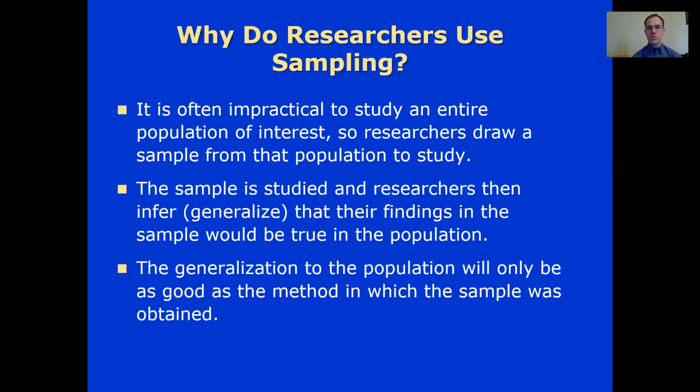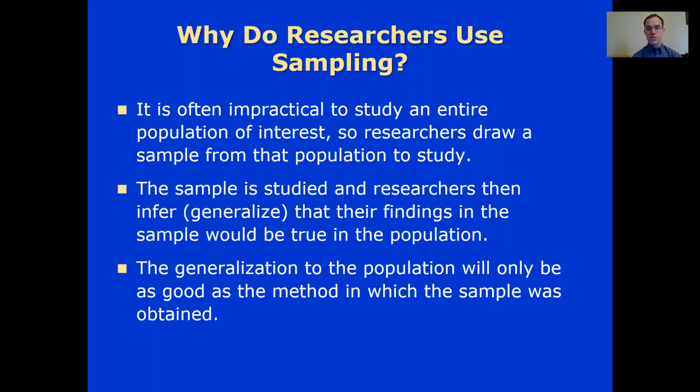So why do researchers use sampling? Well, it's often impractical to study an entire population of interest. So instead, researchers will draw a sample from that population to study. Now, the sample is studied, and researchers then are able to infer or generalize that their findings in the sample would be true in the population.